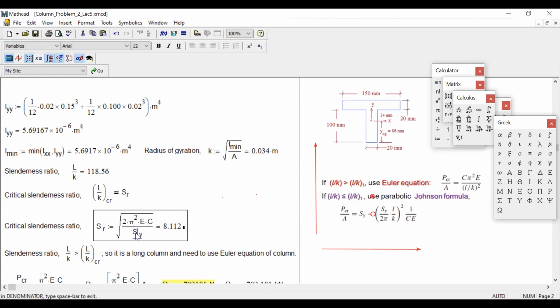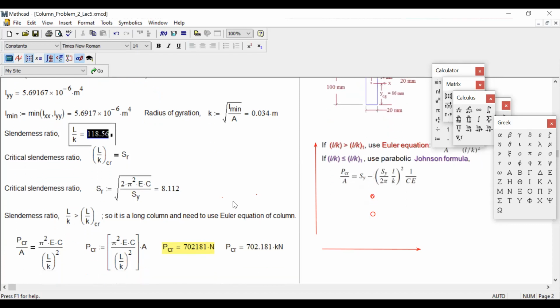Sigma Y, the E value is given. End condition, pin to pin, 1. So I got critical slenderness ratio 8. But right over here, the ratio is 118. So will it be a short column or a long column?